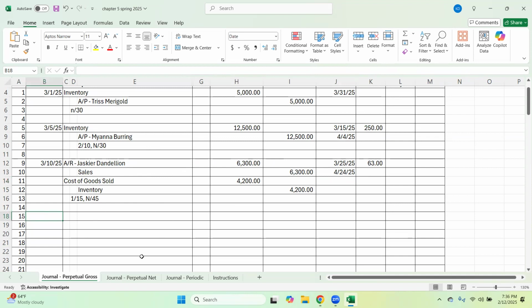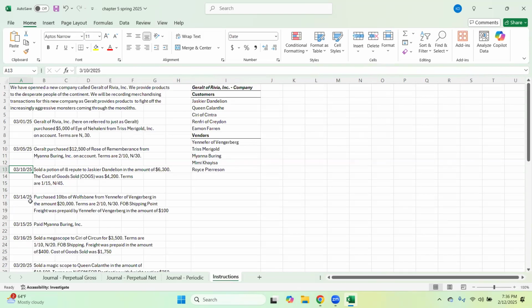So the next one, I'm going to come down here. And so if I decide to take those, I've got all my dates right there for me. Next one, purchase 10 pounds of wolfsbane, which I think is not good stuff, but I don't know. Who knows? From Yennefer of Vingerberg in the amount of $20,000. Terms are 2/10 net 30. FOB shipping point. Freight was prepaid by Yennefer of Vingerberg in the amount of $100. So we're purchasing this from a vendor. So let's go ahead and start.